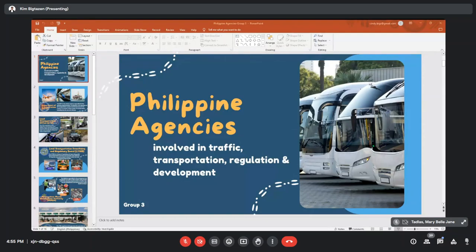Good day everyone. We are Group 3 and today we're going to enumerate some of the Philippine agencies involved in traffic, transportation, regulation, and development.